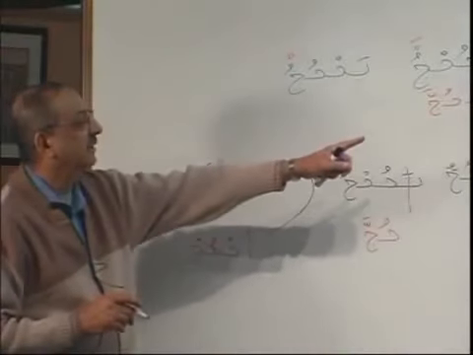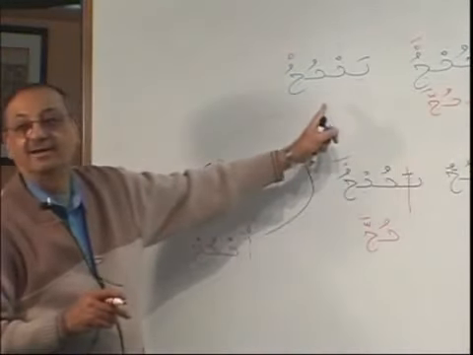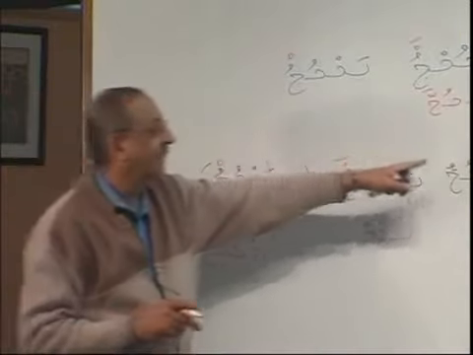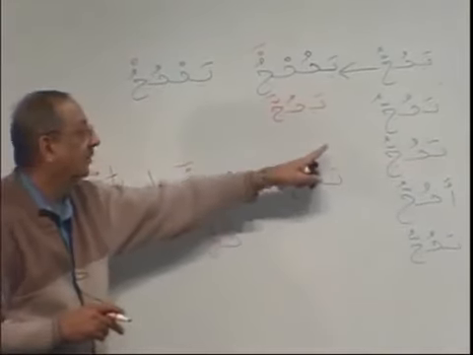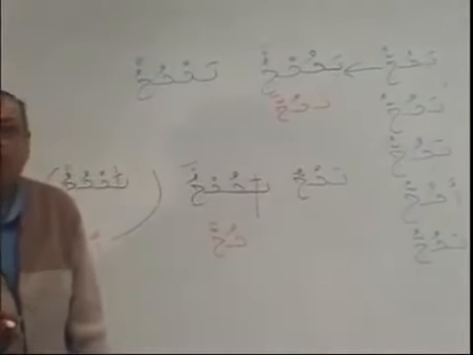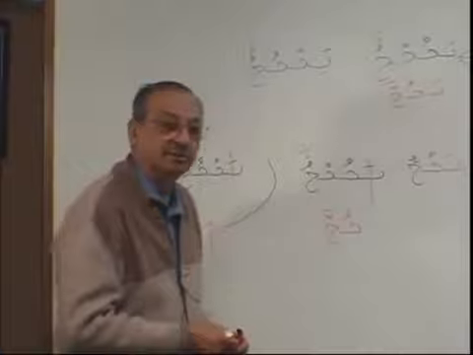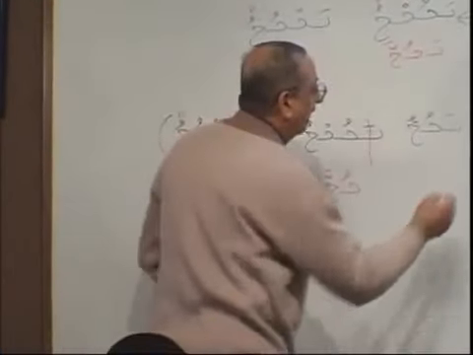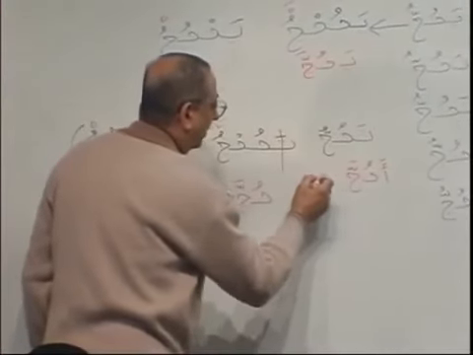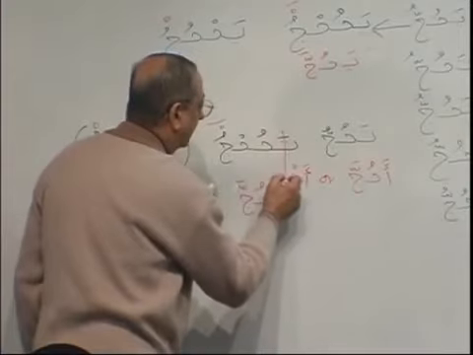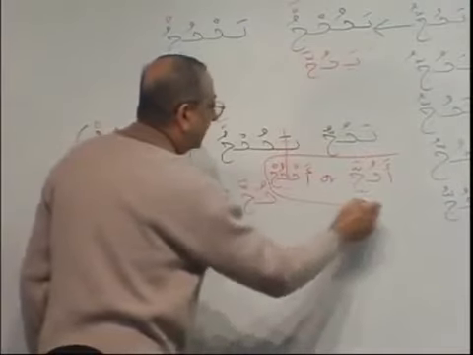So, brothers and sisters, tahujju, make it majzoom: tahujja, or tahjuj. Sahi? Make anta tahujju majzoom, you will say tahujja or tahjuj. Make ahujju majzoom. How will I make ahujju majzoom? I will say ahujja, or I will say ahjuj. Are you with me, brothers and sisters?